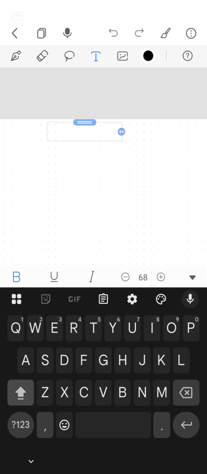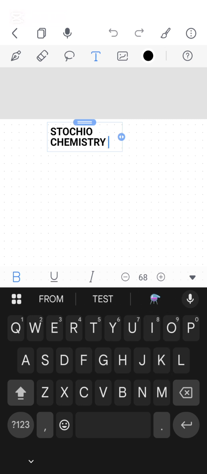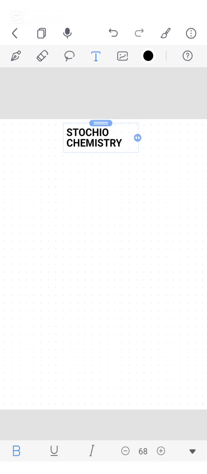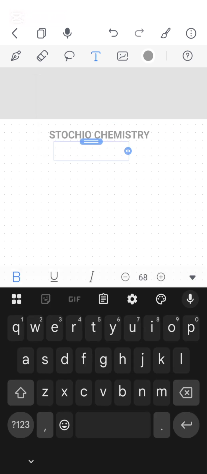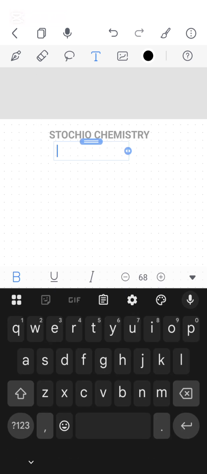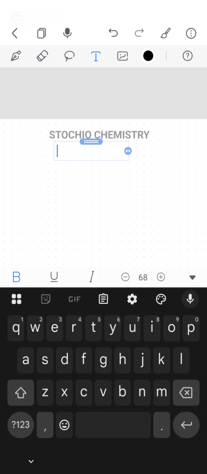So as I said, stoichiochemistry is very simple. I will be just sharing the definition with you. Stoichiochemistry. Here it is. I can highlight that in a different color so you can understand clearly. So, what is stoichiochemistry?